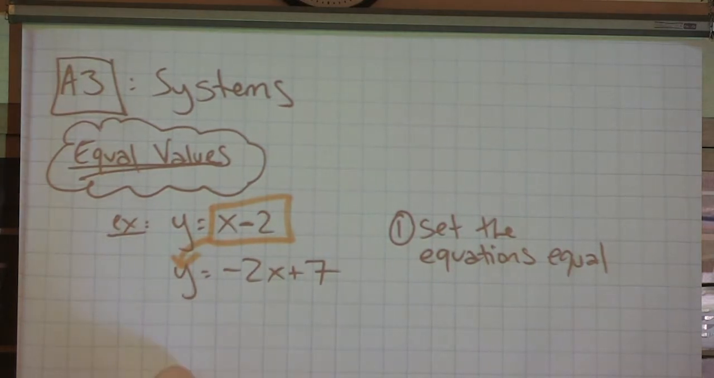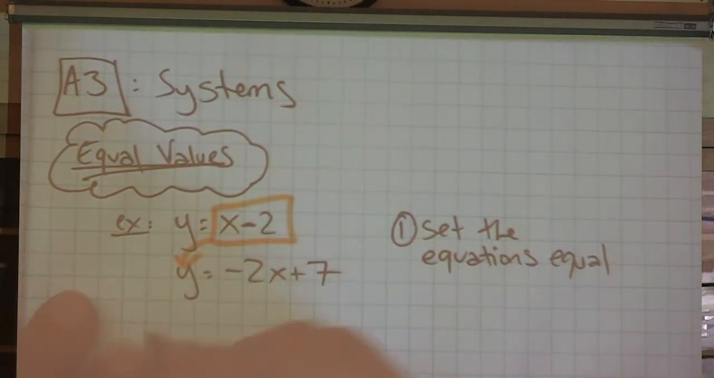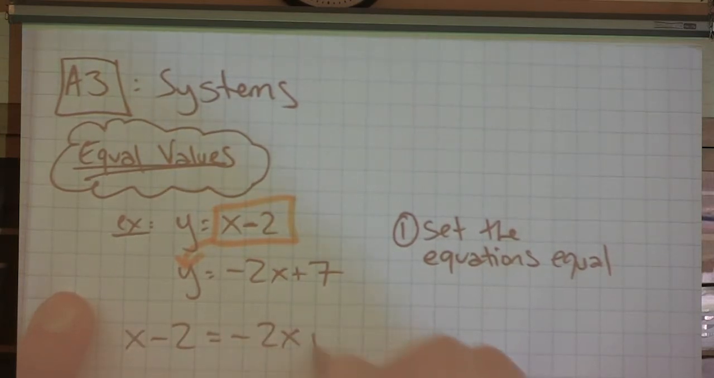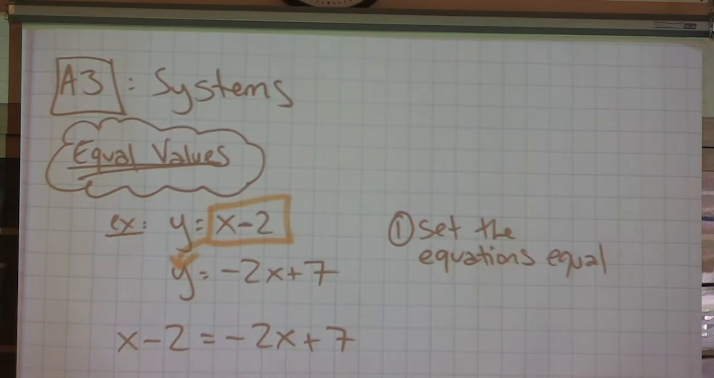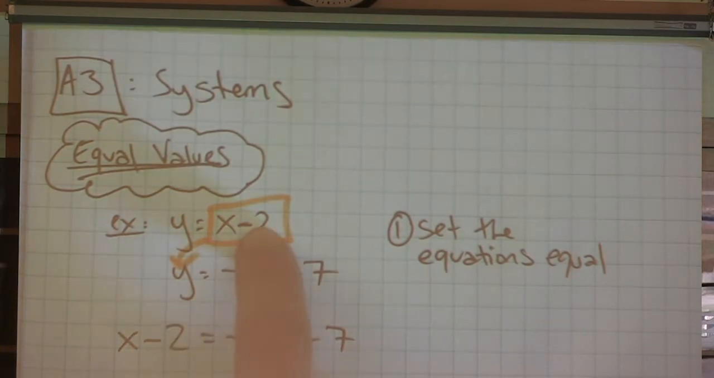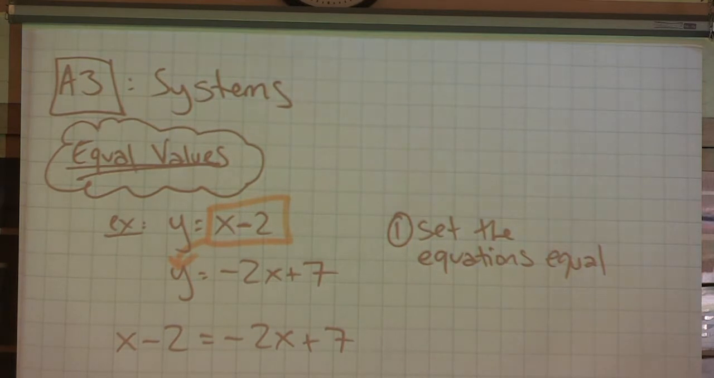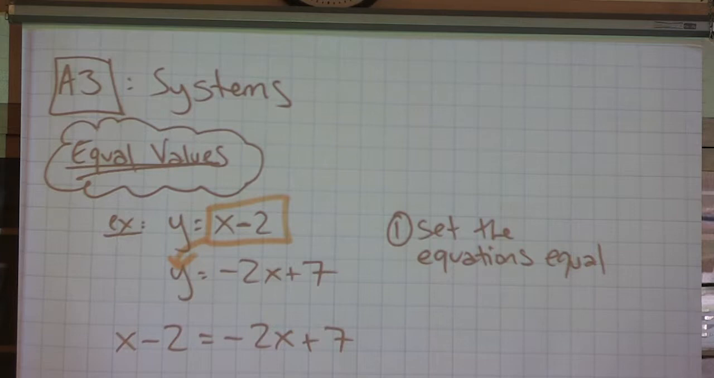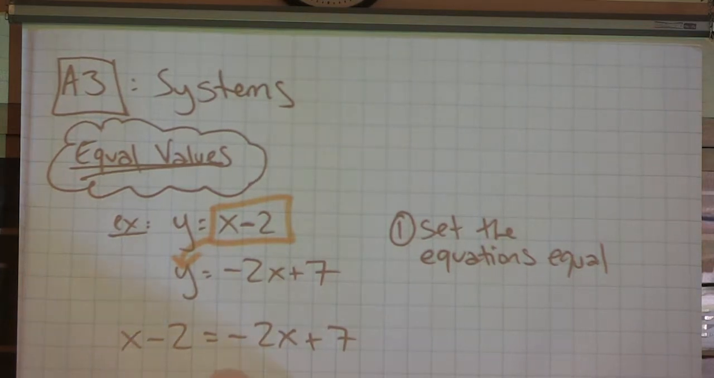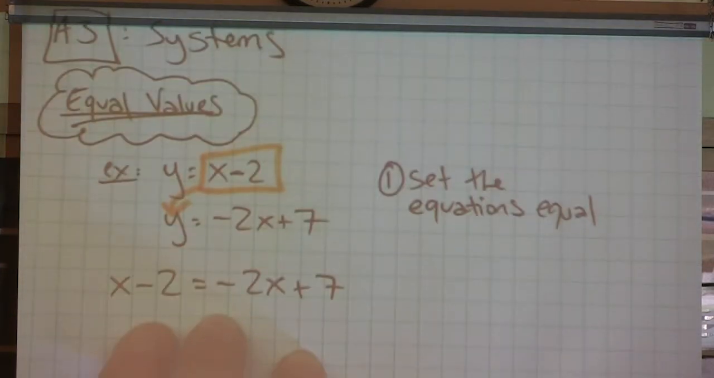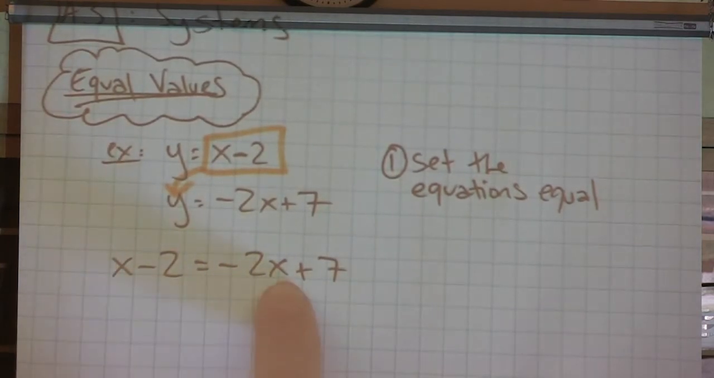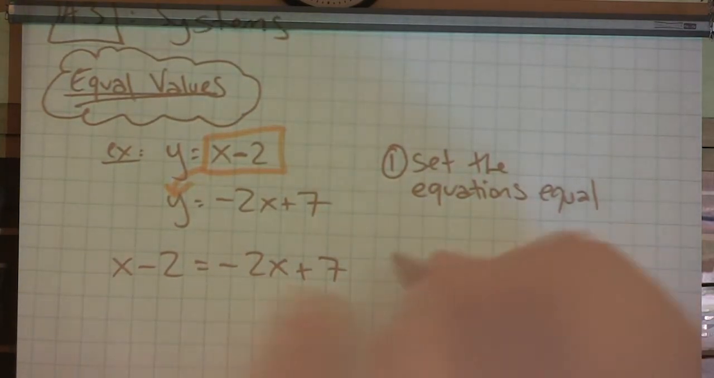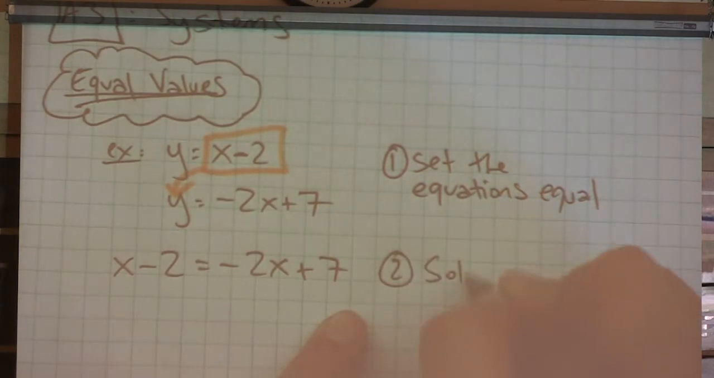So I'm writing it out as x minus 2 is equal to negative 2x plus 7. I took this x minus 2 and I put it in place of y. Now that I have an equation, notice the y's are gone. I'm only left with x's. So I'm going to go on to my second step, which is solving for x.